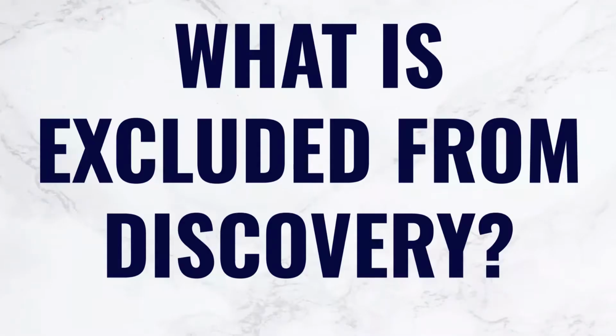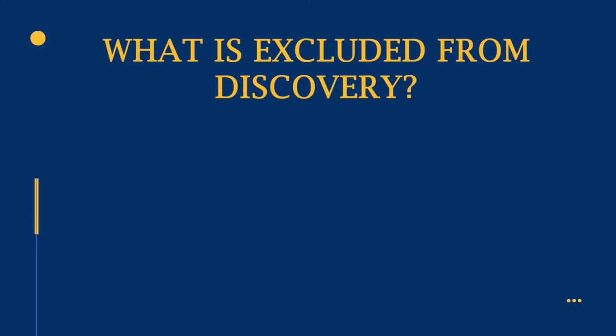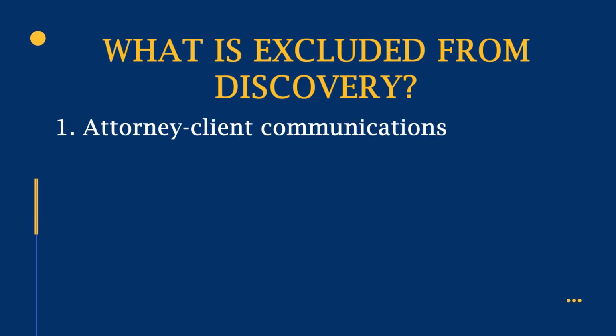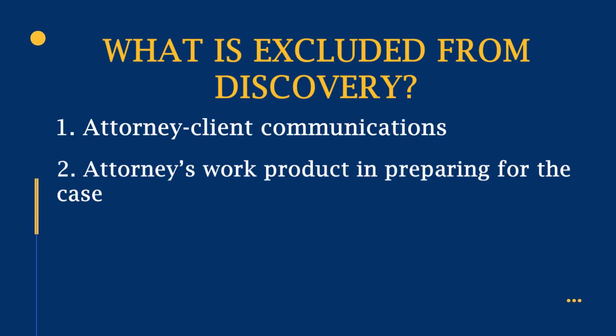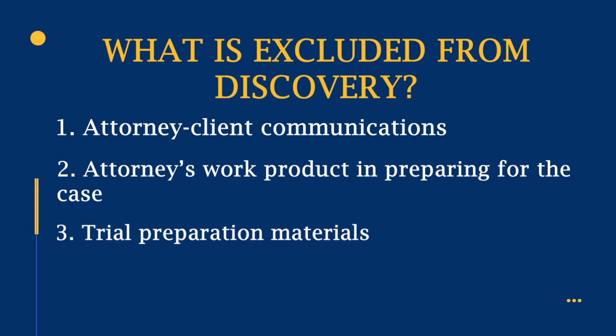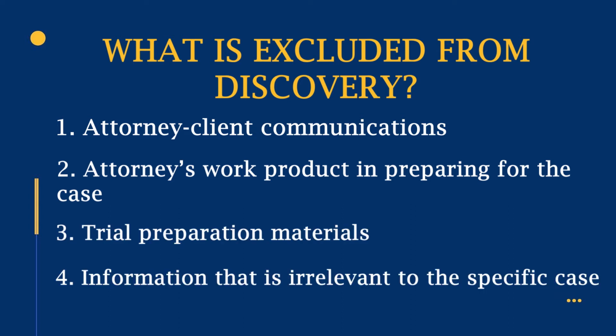What is excluded from discovery? Some privileged information remains off limits during the discovery process. Generally, this includes attorney-client communications, the attorney's work product in preparing their legal case, trial preparation materials, and information that is irrelevant to the specific case at hand. California attorneys are bound by the California State Bar's rules of professional conduct to engage in ethical discovery methods.